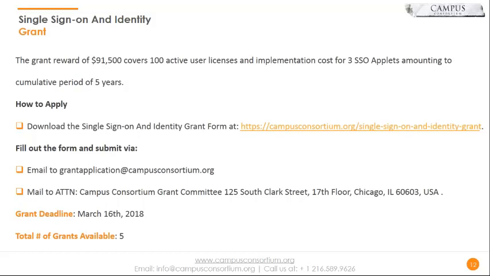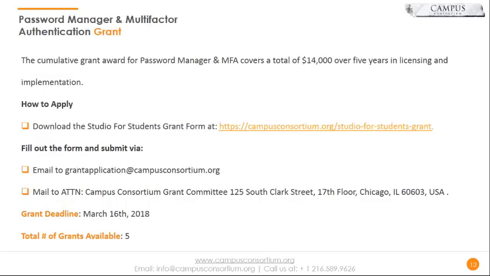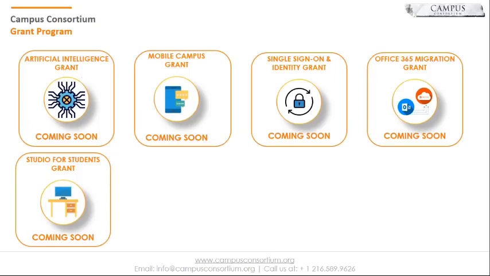Moving forward, for these grants, what we cover is implementation and licensing cost. In a few categories, of course, for others we provide some discounts. For single sign-on and identity, the grant reward is $91,500. It covers 100 active user licenses and implementation cost for 3 single sign-on applications, over a cumulative period of about 5 years. The total number of grants available is 5. This is also open to public sector organizations and K-12 institutions as well. What we need in order to give you these grants is just to know that you demonstrate commitment that your campus really requires a solution, and we are willing to help you out.